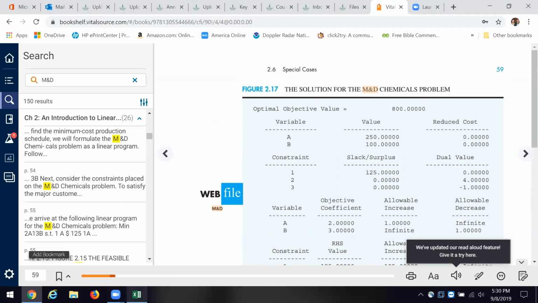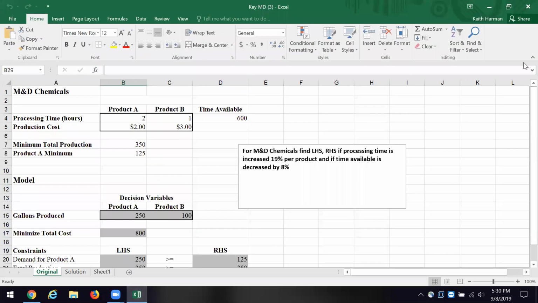I'm going to open up the key. This key consists of, first of all, the student file from the Anderson text out of chapter 2, the M&D Chemical. Okay, here's the key. Here we have the processing time for product A, and then the processing time for product B. Here's the total amount of time available, okay? And then here's the production costs for each.